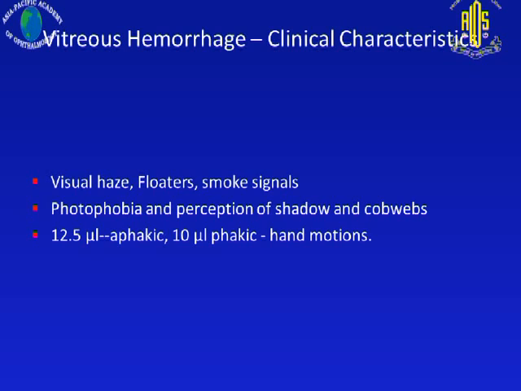Clinically, we see these patients with immediate visual loss, visual haze, floaters, smoke signals, photophobia, perception of shadows, and spider webs. Now, in experimental studies, it has been known that 12.5 microliters of blood in aphakic patients and 10 microliters in phakic patients can reduce the vision to hand motions.